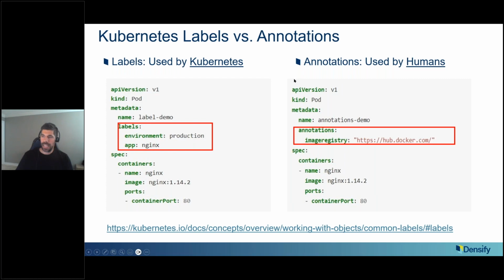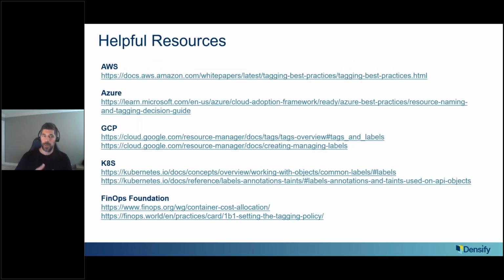Of course, I mentioned annotations and labels. Labels are used by Kubernetes, it uses them in matching the different controller objects, and annotations are really for people, like adding in a note or adding in maybe an integration down the line. There's many, many helpful resources. This is just a few here that I'm just putting on the screen.